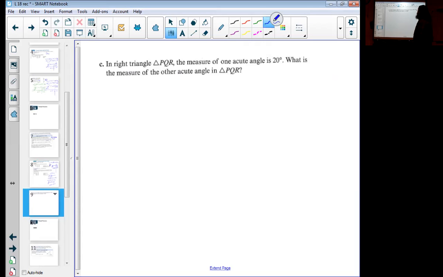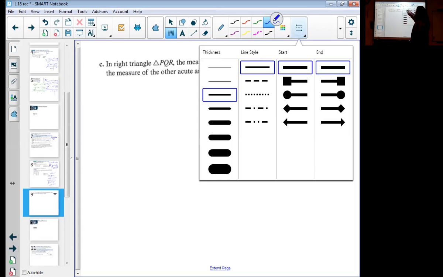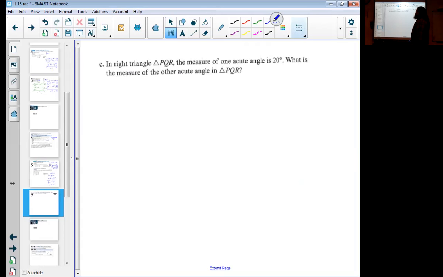In right triangle PQR, the measure of one acute angle is 20 degrees. What is the measure of the other acute angle in triangle PQR? So we know that it is a right triangle. That means that the two angles are complements of one another. So we know that 20 degrees plus another, I'm going to say x, because it's a variable, since it doesn't say which one is 20, is equal to 90.